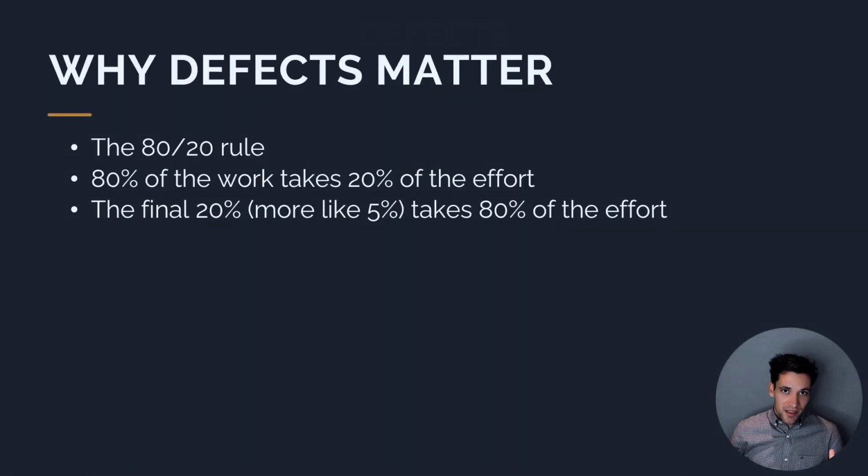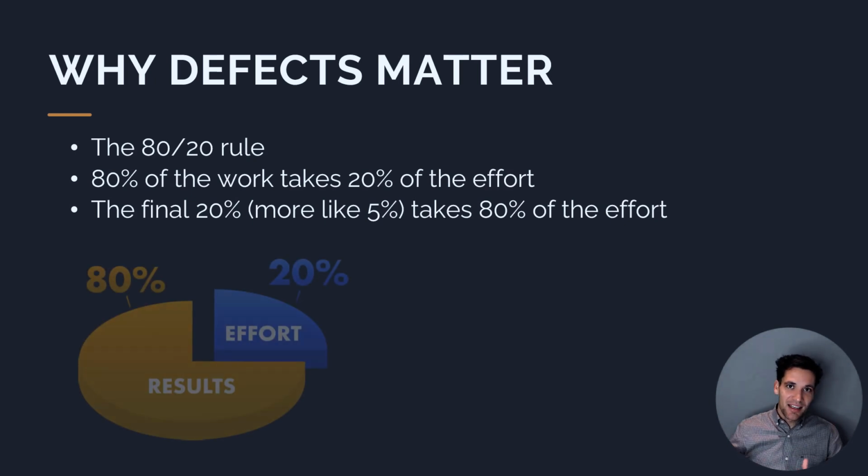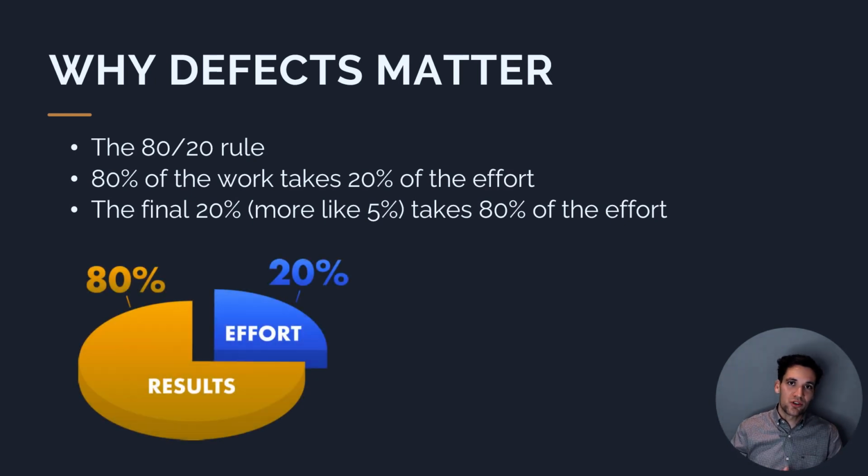So why do defects matter so much on construction projects? Well, to answer this question, you need to understand the 80-20 rule. If you've ever worked on a construction project, you'll find that managing the works, 80% of the works take 20% of the effort, and then the final 20% takes 80% of the effort. There is always a ton of small items at the end of the project that just consume so much time, attention, and resources to close out.